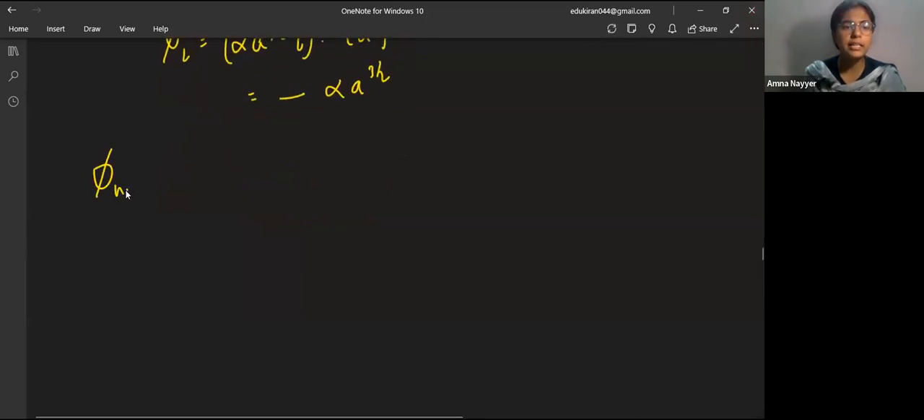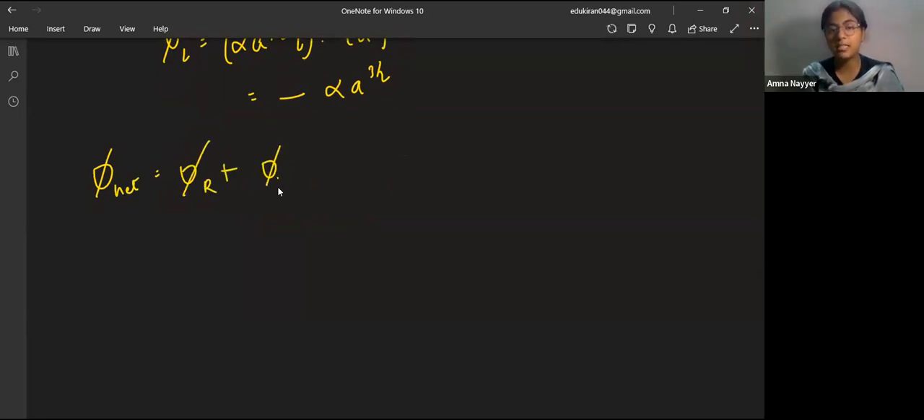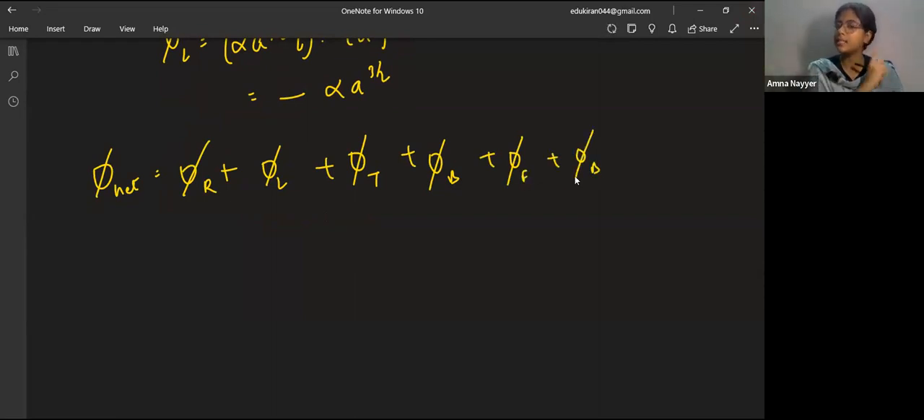See, net flux will be flux because of the right face plus flux because of the left face plus flux because of the top face plus flux because of the bottom face plus flux due to the front face plus flux due to the back face. All the 6 faces of a cube. But see, out of which right is root 2 alpha a to the power 3 by 2.